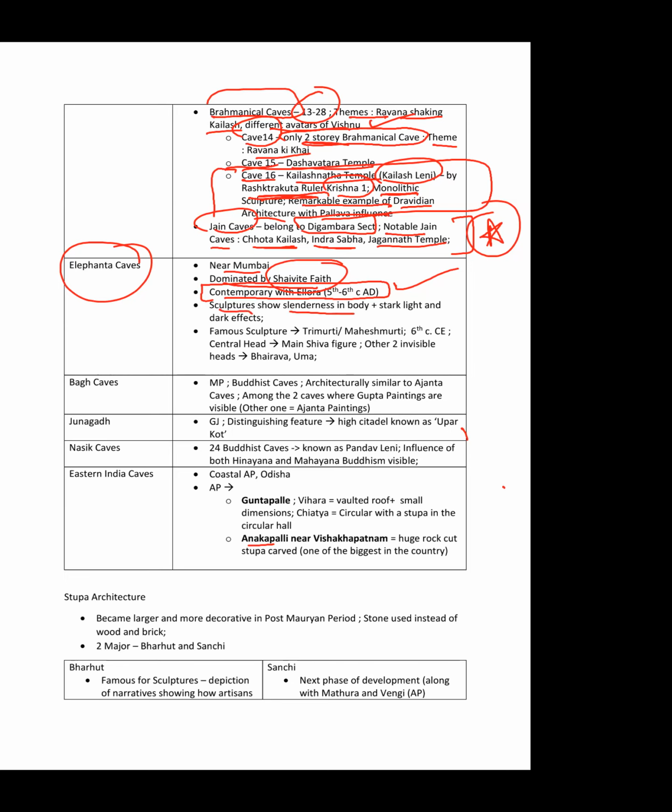Sculptures, they show slenderness in body, stark light and dark effects. Again, these 2 points so that you have something to write, right? Otherwise, there are 200 points. You cannot remember everything. What is the famous sculpture here?